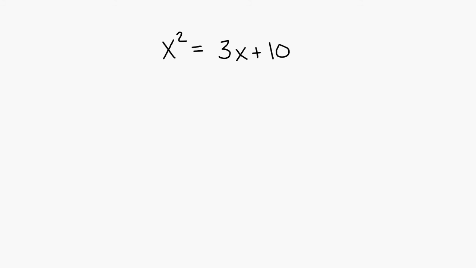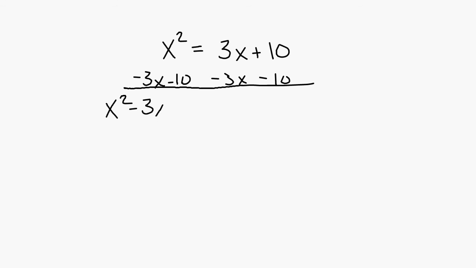You saw it in Algebra 1 when you were solving polynomials, solving for x in a trinomial. Look, you've got an x squared, and you've got an x, and you've got a constant. So what you did was you subtracted 3x from each side, and you subtracted 10 from each side. And what you got was x squared minus 3x minus 10 equals 0.